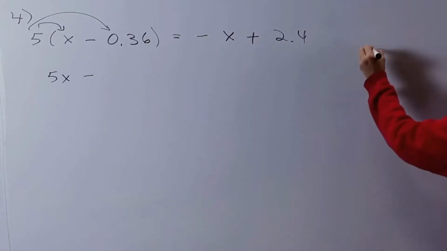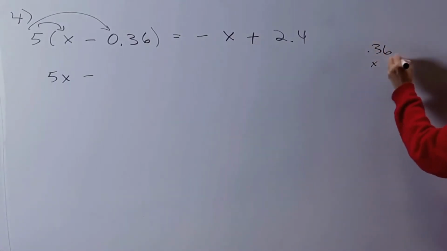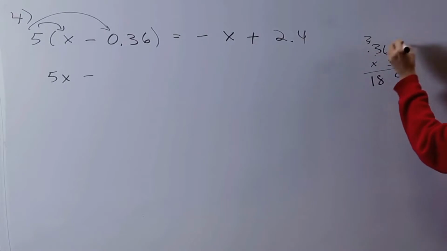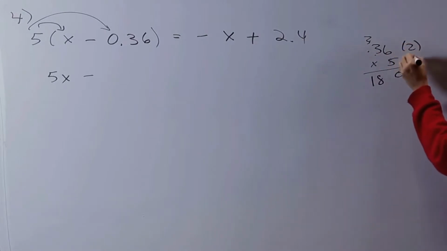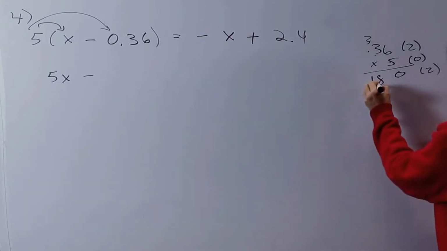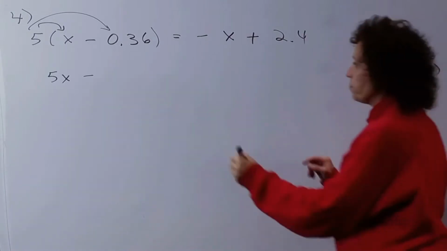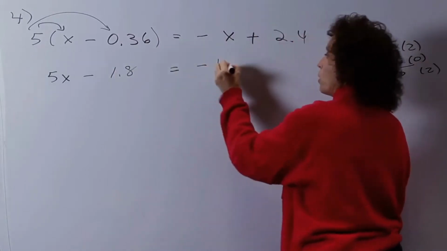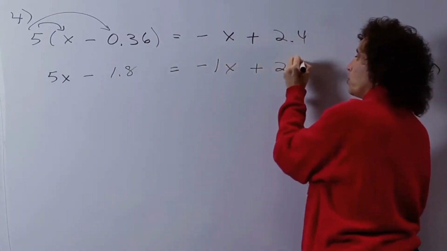0.36 times 5. I'm going to do that over here. 5 times 6 is 30, carry the 3. 5 times 3 is 15, plus 3 is 18. 2 places over, so I have to go 2 places over, which is 1.8. Equals negative 1x plus 2.4.